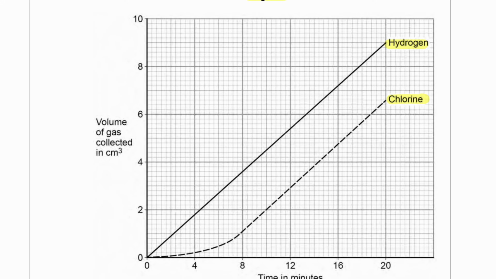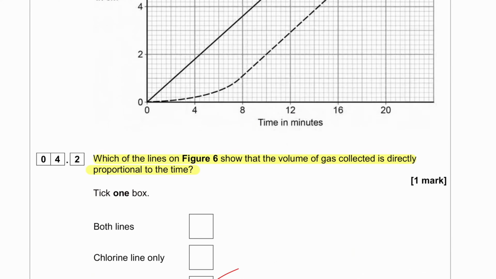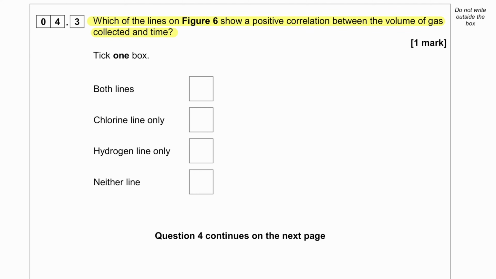Now, if you notice carefully, even though chlorine is not increasing so fast in the beginning, it's still increasing with time. So both of them are showing positive correlation. So our answer will be both lines.